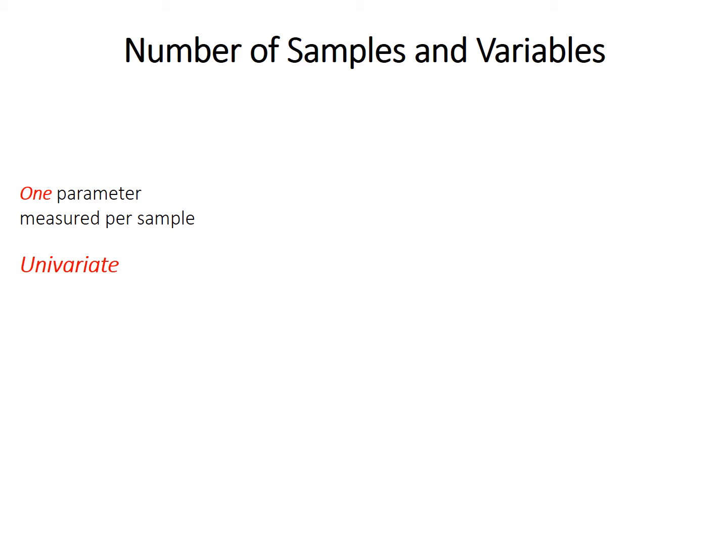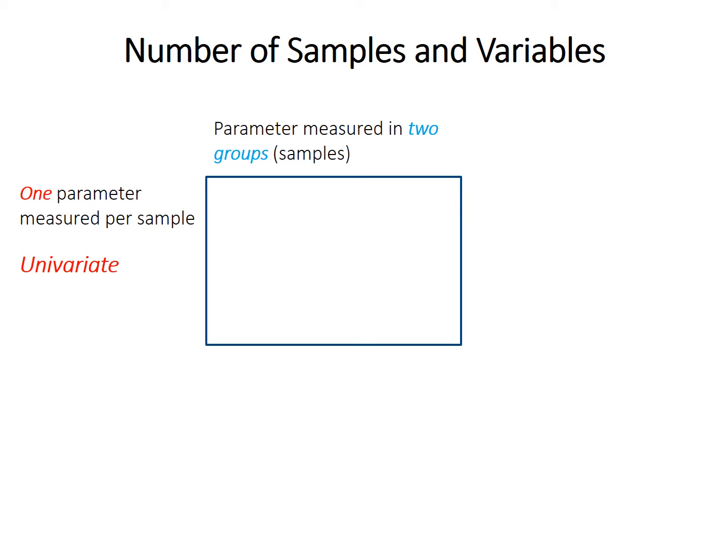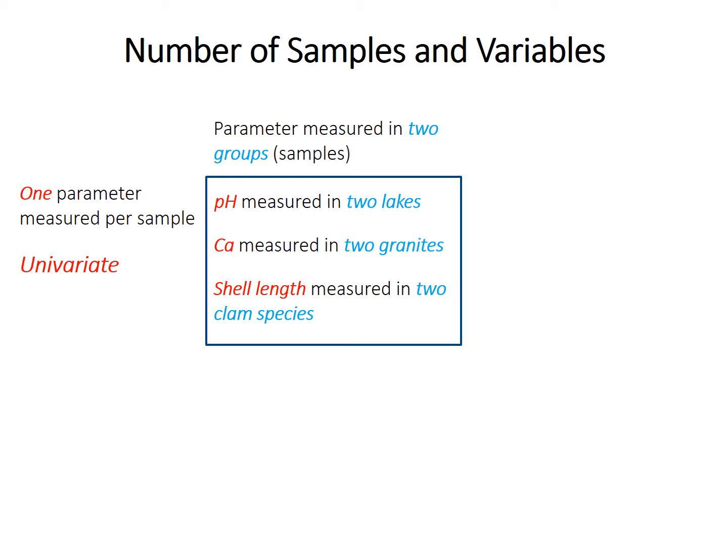So once you've determined the type of data, and especially if you're dealing with continuous data, you often need to know the number of samples and the number of variables in order to choose the appropriate test. Most commonly you'll have a single variable, one parameter, one thing that you've measured that you're comparing between your samples. And so this is called univariate. There are tests designed specifically to compare two samples. So for example, comparing pH, which is one variable, between two lakes, two samples, two groups. Or calcium concentration, also one variable between two samples of granite, or shell length, a single variable between two different species of clams.